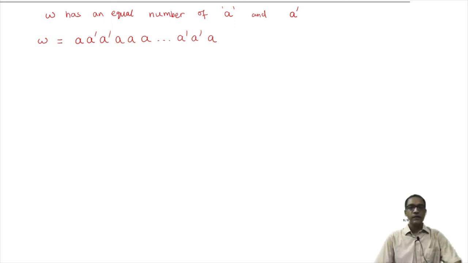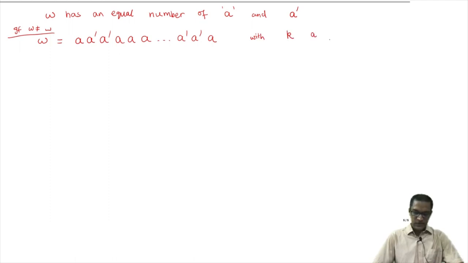Okay. If the word is already empty, then you're done, because you have to prove that finally this word, the equivalence class of W, is just the equivalence class of the empty word. Okay. So if W is not the empty word, then W looks like this, in which there are, let's say, k occurrences of a's and k occurrences of a primes, where k is at least 1.